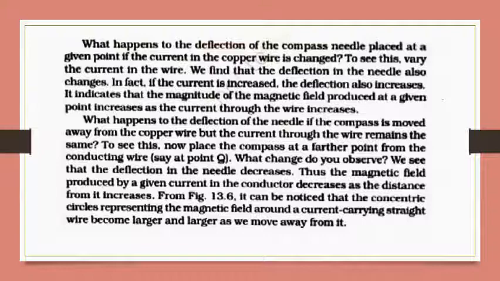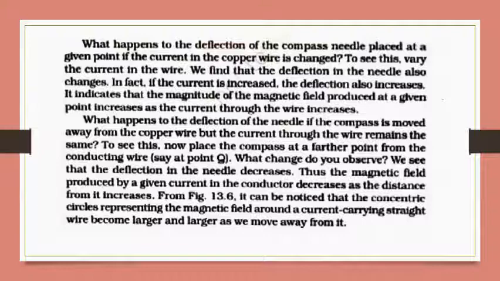What happens to the deflection of the needle if the compass is moved away from the copper wire but the current through the wire remains the same? To see this, place the compass at a farther point from the conducting wire, say Q. Now observe the change. We see that the deflection in the needle decreases because the distance is now more. Thus the magnetic field produced by a given current in the conductor decreases as the distance from it increases. Means if you increase the distance, deflection decreases. If you increase the current, deflection increases.